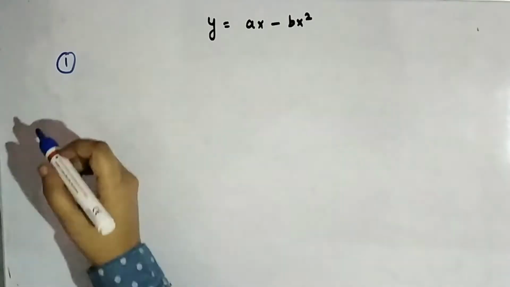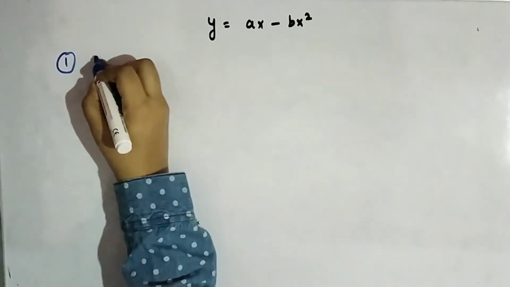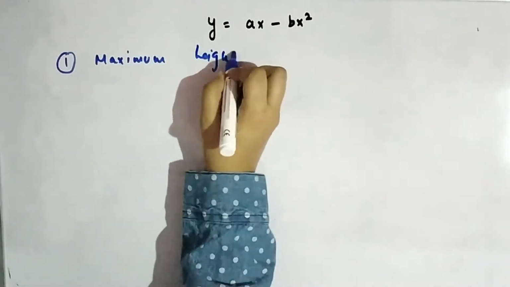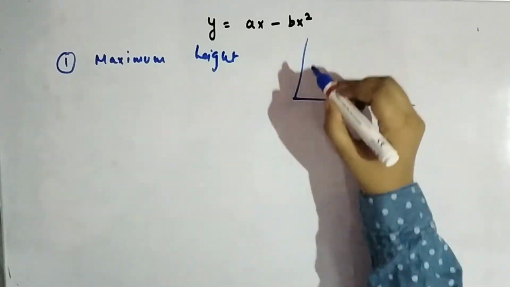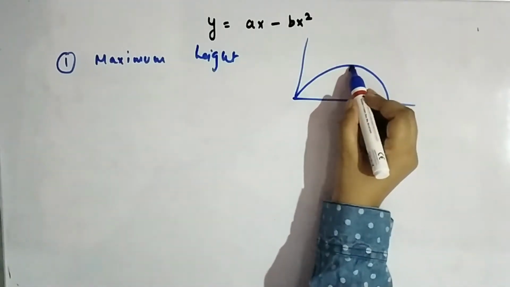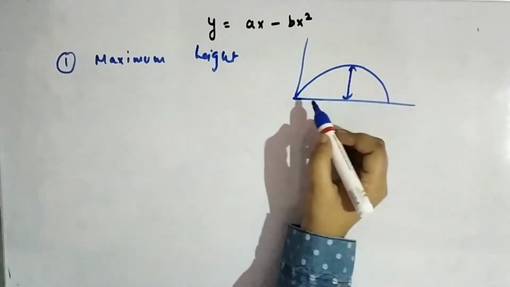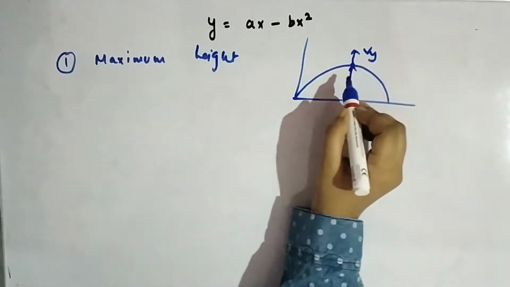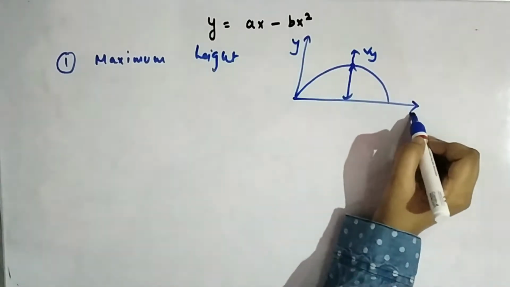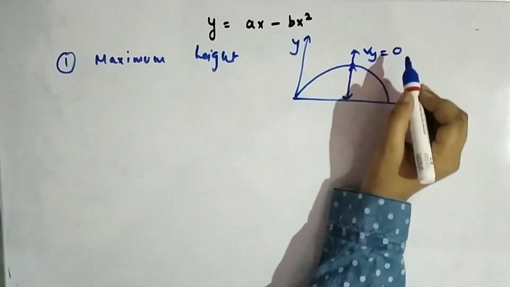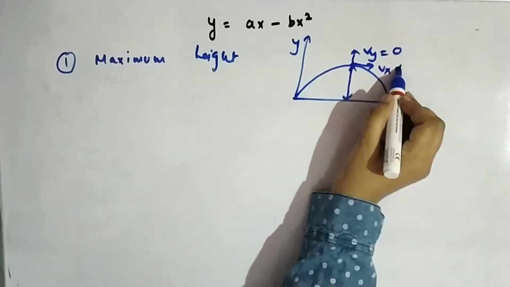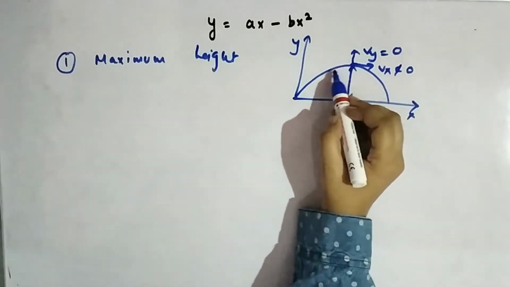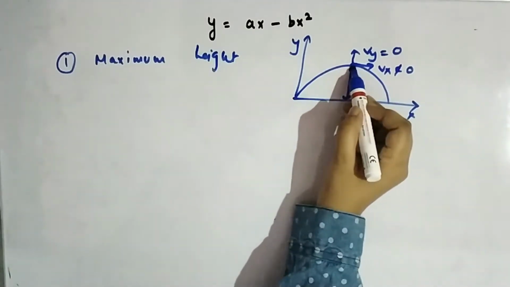So the first thing is we have to find the maximum height. For maximum height in this parabola, we can see here that the velocity at this point in the y direction is 0. Velocity in the x direction is non-zero. Other thing we can say is the slope of the trajectory is 0 at this point.